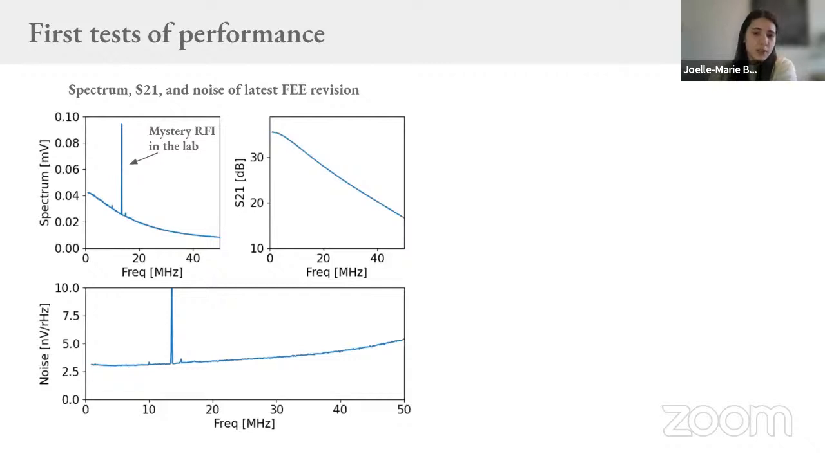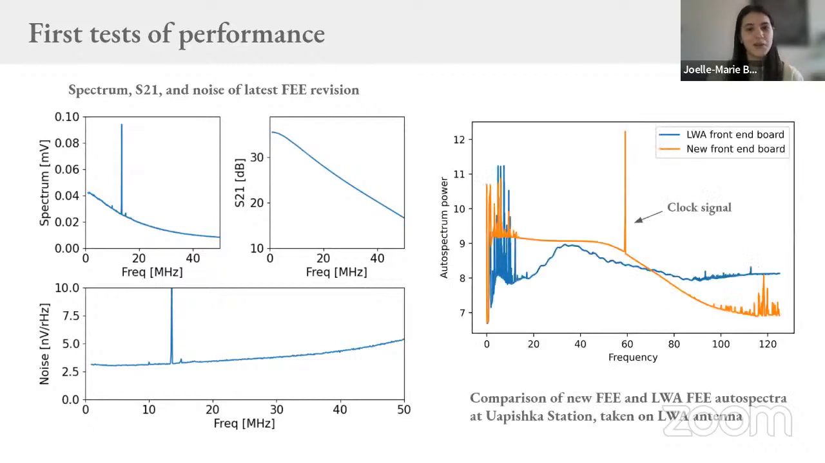And a couple of things to note here is the relatively flat frequency response in the S21. Our previous revision did have a bit of a flatter spectrum, but we have changed a lot of the parts, and we just started working on this new revision this year. So there's still the possibility to make this response even flatter. And we also have decently good noise properties. So at the lowest frequencies, we're at about 3 nanovolts per root hertz, which is a pretty good noise value.